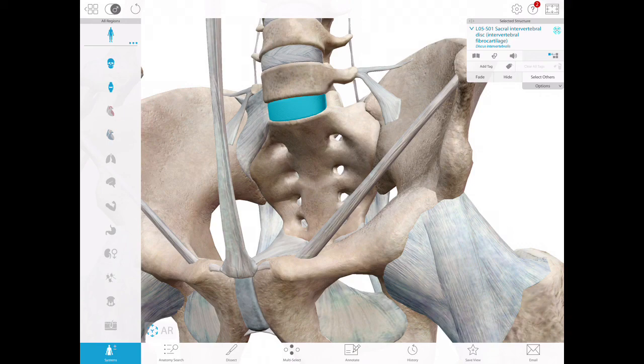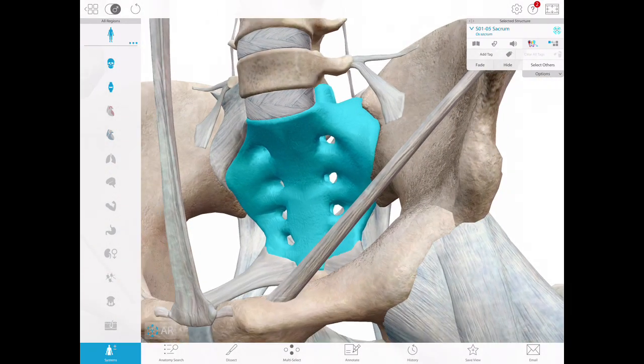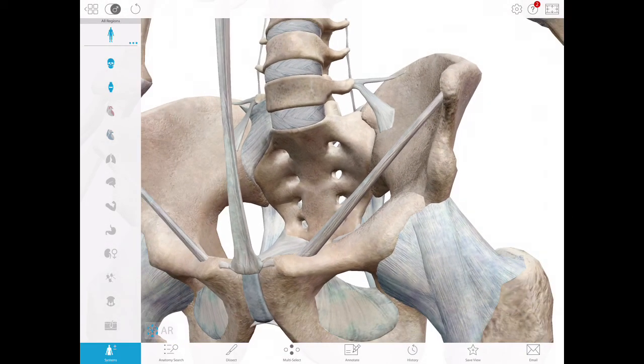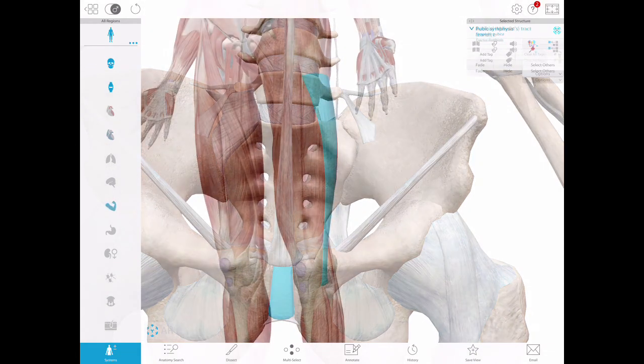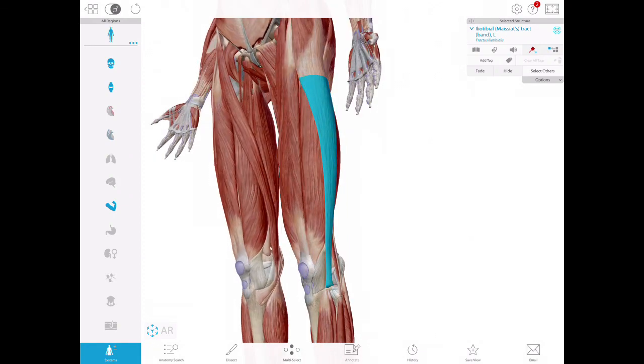And in between these two, that crack in there, that is the sacroiliac joint. So it's in between the sacrum and the ilium. Sacroiliac joint. Then we have the symphysis pubis. And for the tendons, we need to know the iliotibial band or tract.